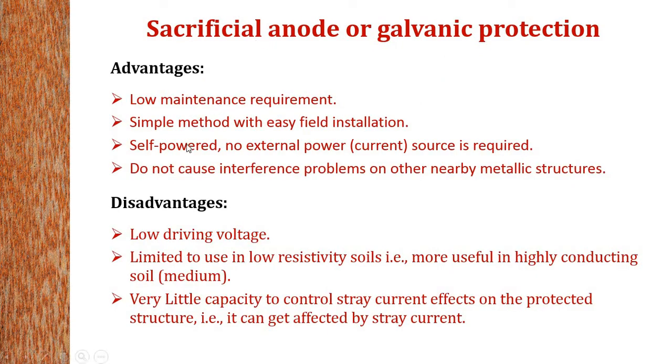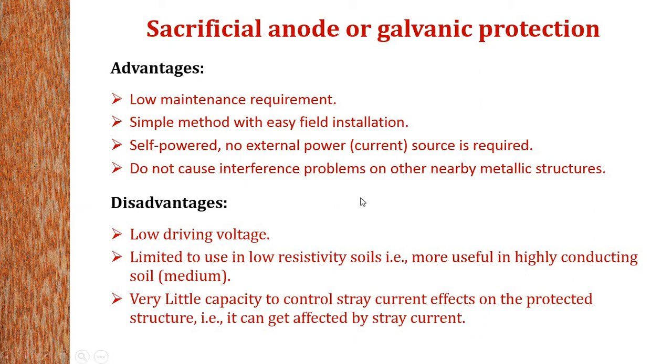Some of the advantages of the sacrificial method is it has very low maintenance requirement. It is very simple, anybody can do it, and it involves easy field installation. It is self-powered, that means no electric current is required in this method, just by connecting the two metals, the original metal structure and the more active metal. Just by connecting these two we can achieve the protection. So there is no interference caused to the nearby metallic structures due to this kind of setup. So it will not harm the nearby metallic structures.